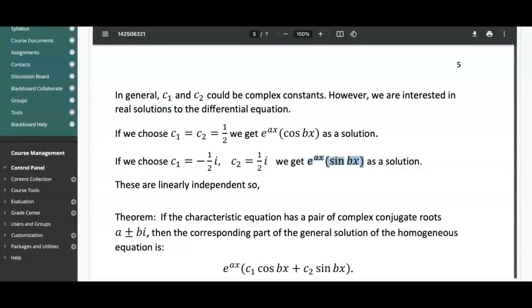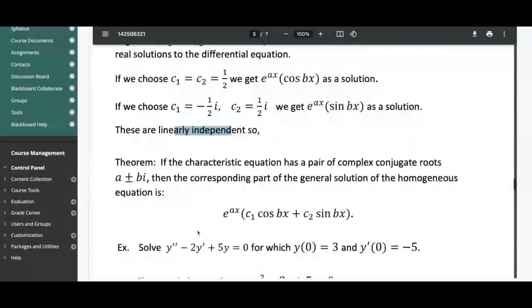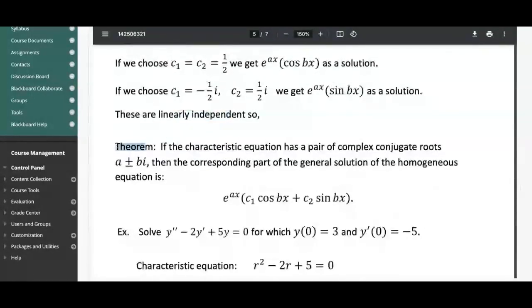So e to the ax cosine bx for the real part, and e to the ax sine bx as a solution for the imaginary part. And those two are linearly independent. So again, apply this theorem. I think all of you apply this theorem.